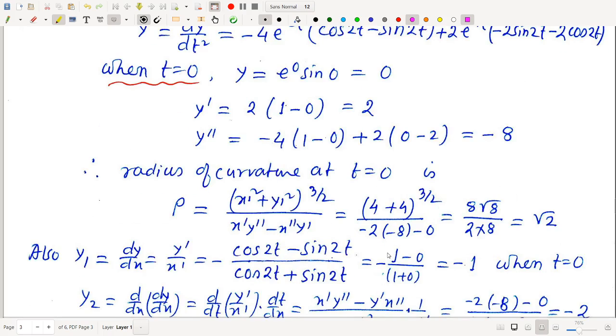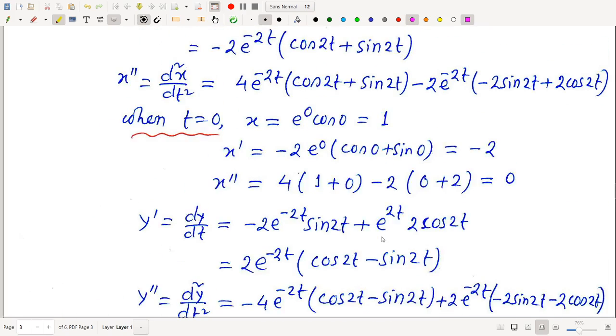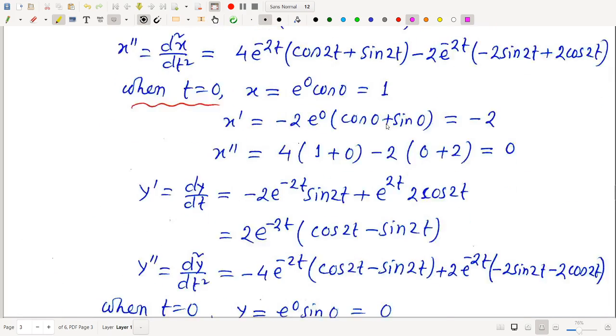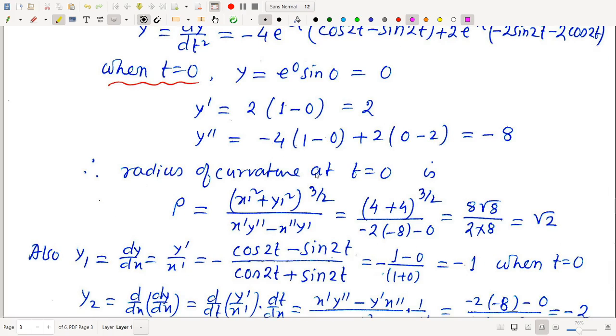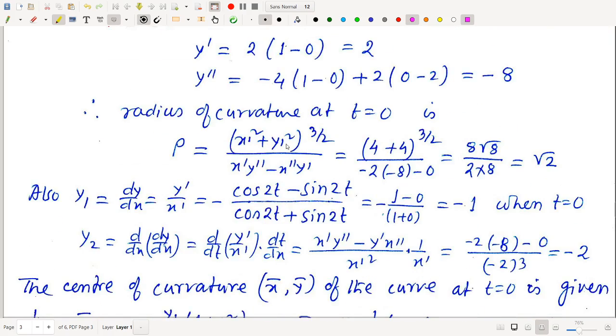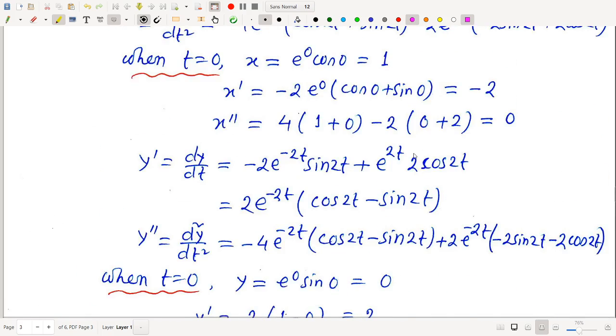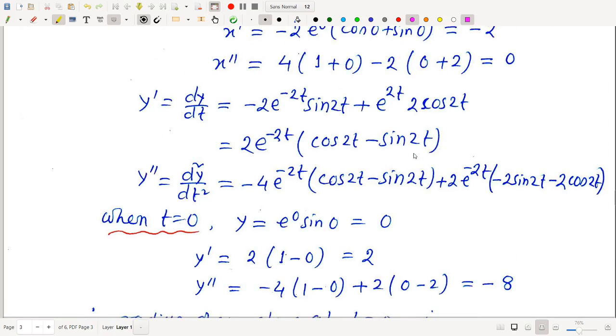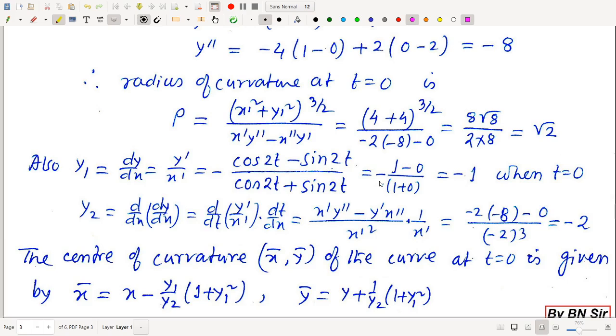So the point corresponding to t equal to 0 is actually x is 1, y is 0, so 1 comma 0. Therefore the radius of curvature at t equal to 0 is, the parametric formula is this: rho equal to (x dash square plus y dash square) to the power 3 by 2 divided by (x dash y double dash minus x double dash y dash). Values of x dash square, y dash square: x dash is minus 2, y dash is 2, so when we square both it becomes 4, 4 plus 4 to the power 3 by 2.